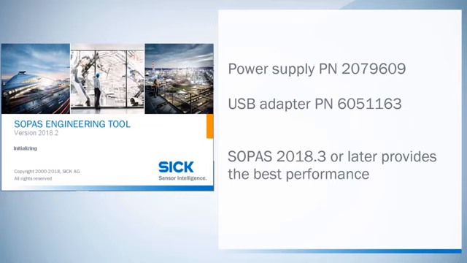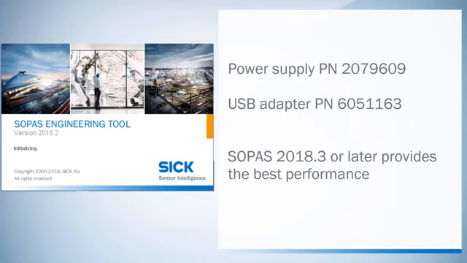The SOPIS engineering tool allows for easy configuration of the SIG 100 and access to the logic editor. Simply provide power to the M12 power port and connect via USB using the accessory M8 adapter cable. Then open SOPIS ET and access the user interface. Note that SOPIS version 2018.2 or later is required.